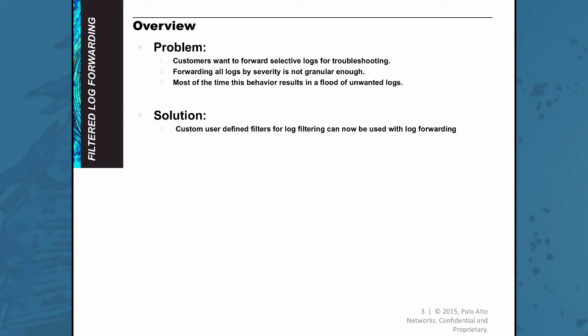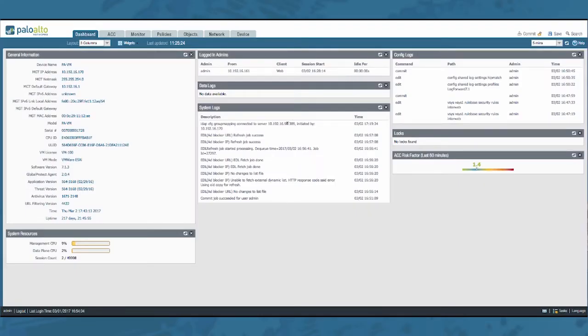So let's go check it out on our firewalls, and I'll show you exactly what it used to look like as opposed to how we improved it in PAN-OS 8.0. As you can see right here, I've logged onto my firewall, which is currently running PAN-OS version 7.1.3. Let's go check what log forwarding looks like.